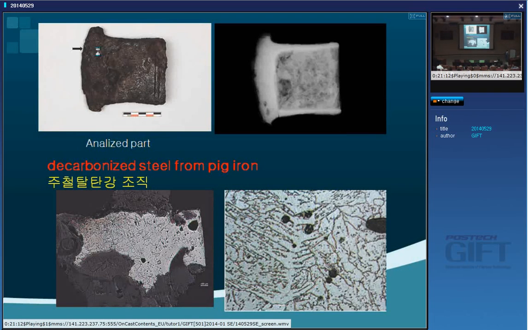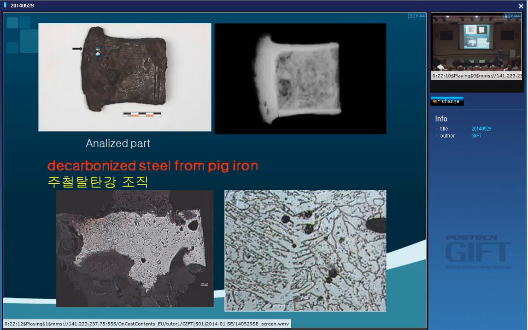Yes. One cast axe was analyzed, and the very important thing is that this metallurgical structure is cast from cast pig iron, and through heat treatment, the pig iron structure changed to this structure. Formerly, I explained the decarbonized steel, yes, in solid condition, this type is made by that technology.